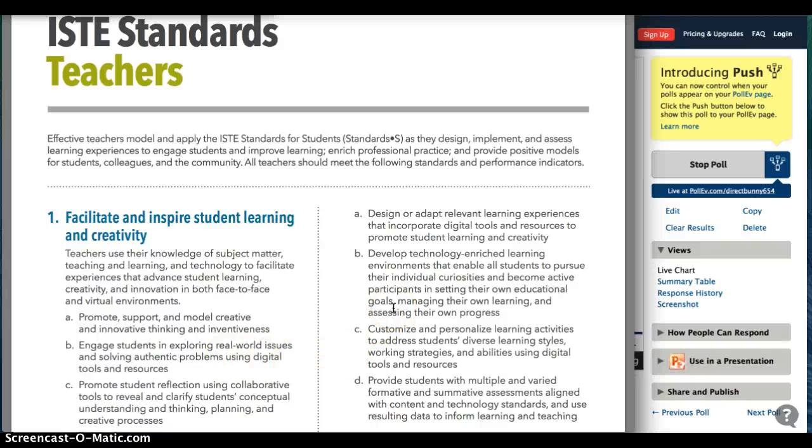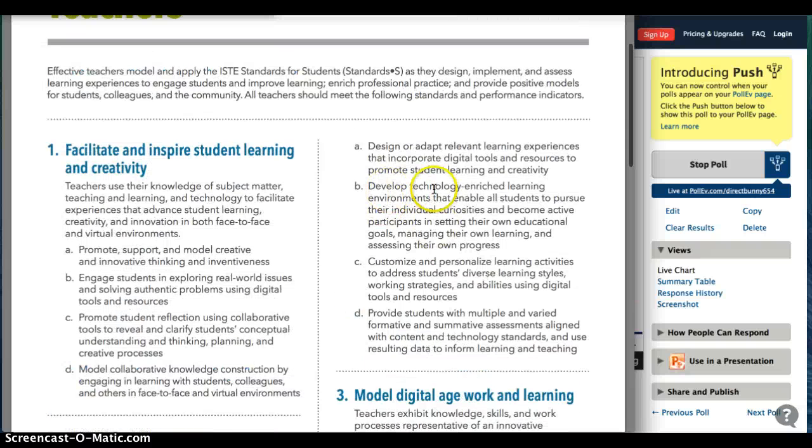The other ISTE standard is, of course, related. We look under number 2, 2B: develop technology-enriched learning environments that enable all students to pursue their individual curiosities and become active participants. So active is the key here because there's activity as far as collecting your own data versus passively going out and just reading that or receiving it from someone else.